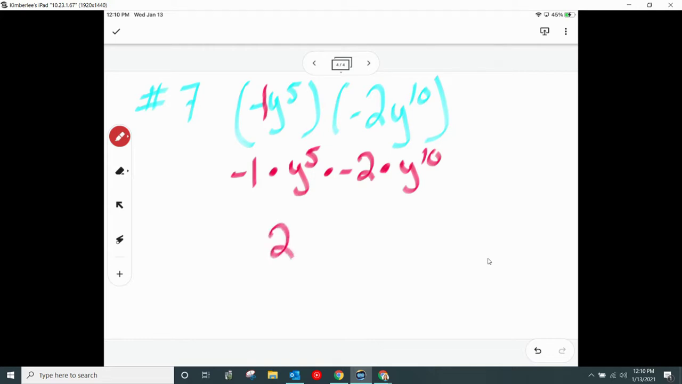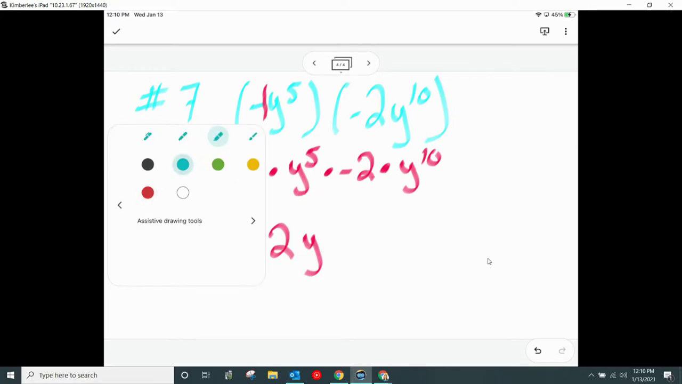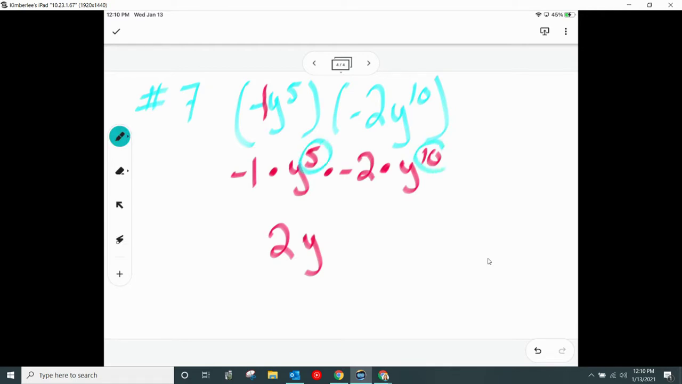So now I have to figure out my y's. Well, let me grab a different color. If I was going to write these out in a big long string, I would have 5 y's that I had to write out and then 10 more. So how many total y's would I be writing out? 15. So there's your answer, 2y to the 15th.